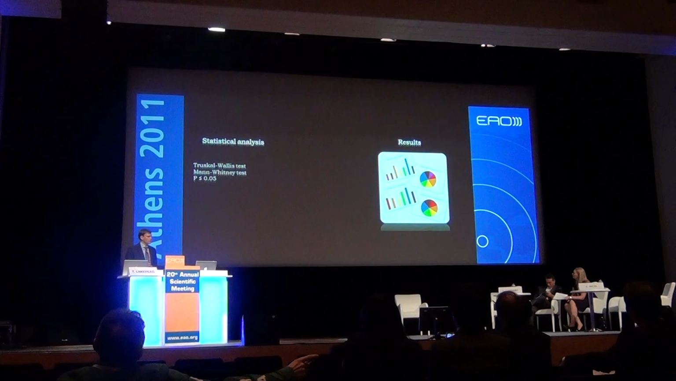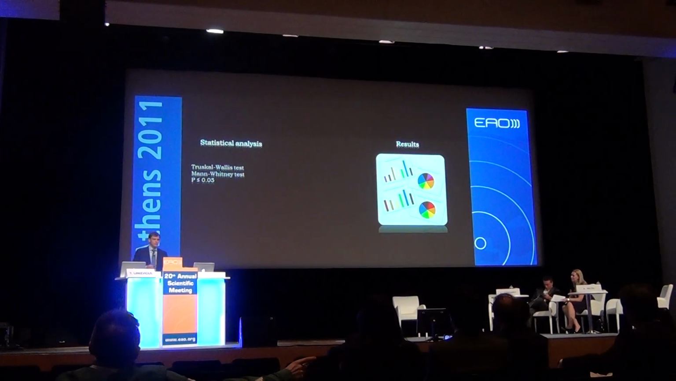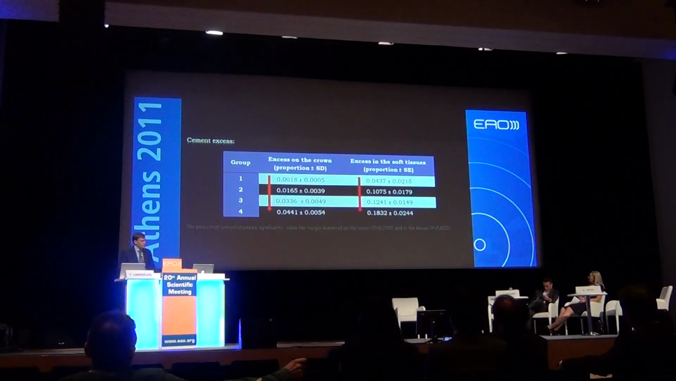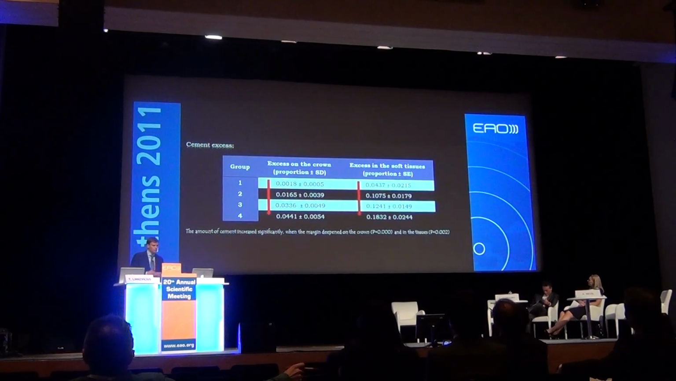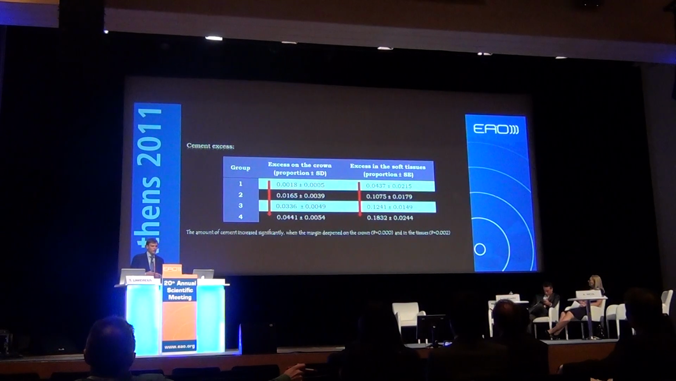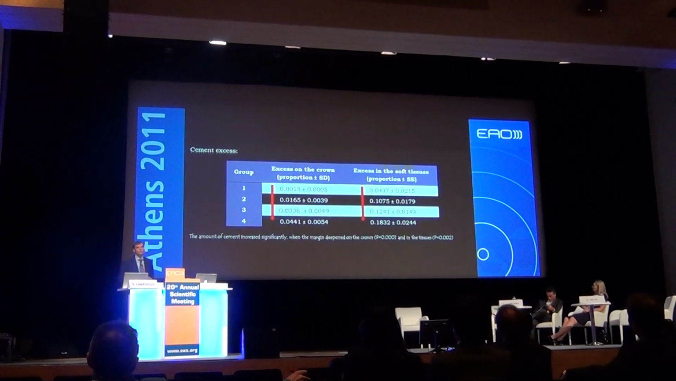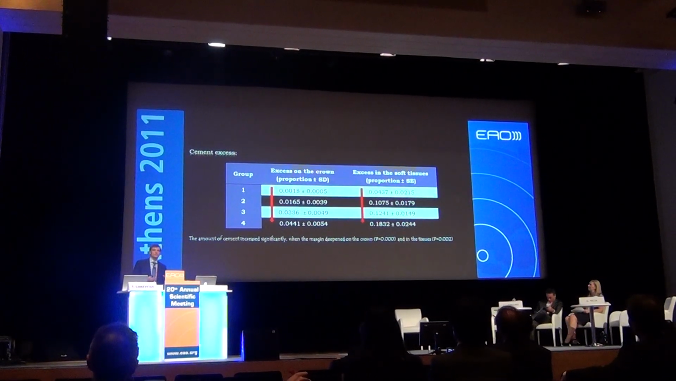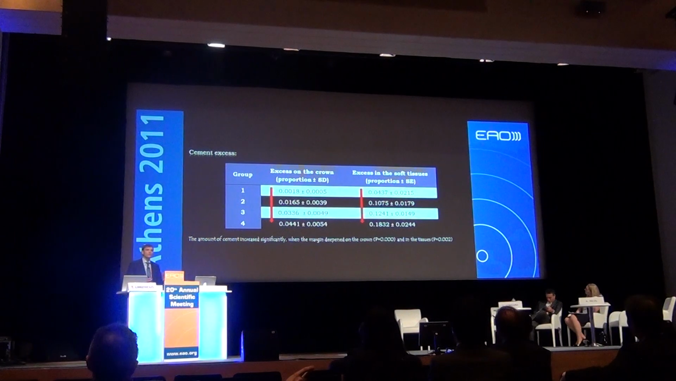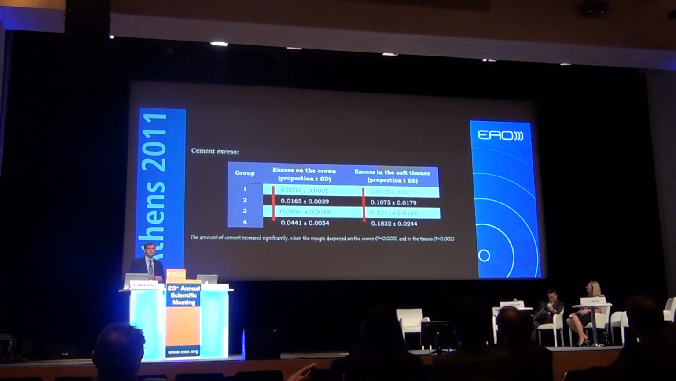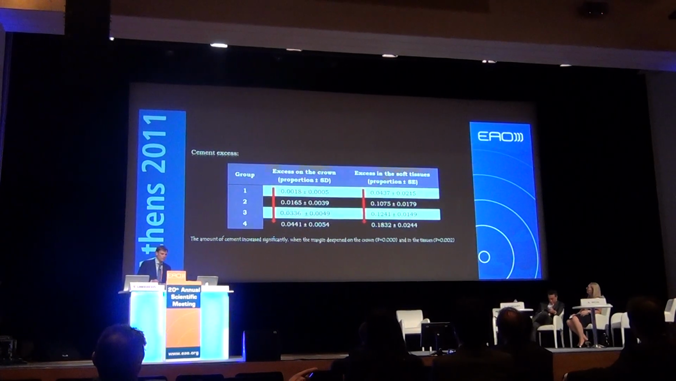Statistical analysis was performed, and these are the results. The excess amount of cement decreased significantly when the margin decreased on the crown, and the same in the tissues, meaning that with each millimeter deeper we had more additional unclean cement on the restorations which were removed. The same was true for the cement left in the tissues.